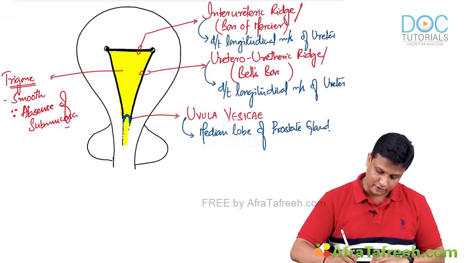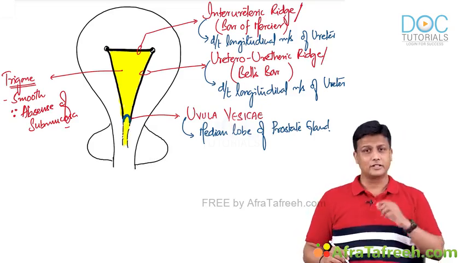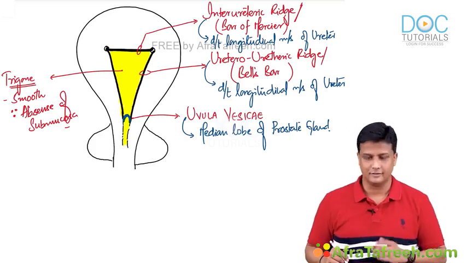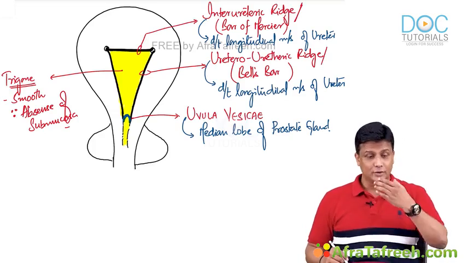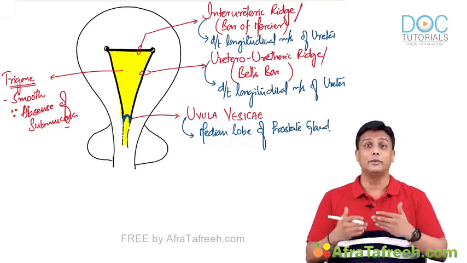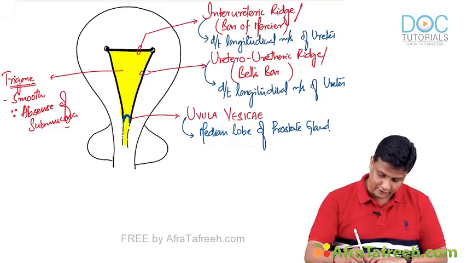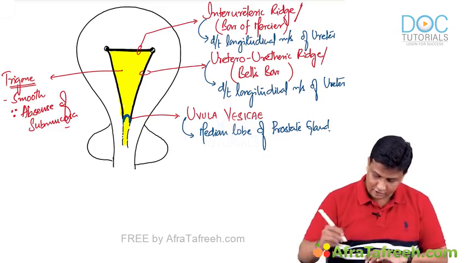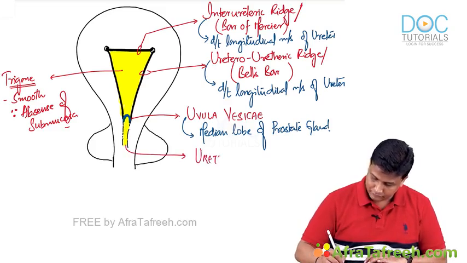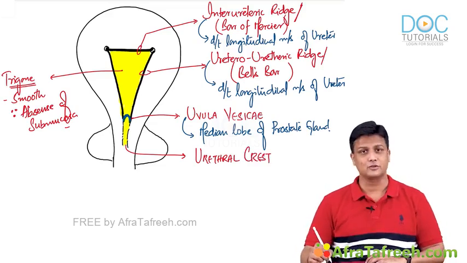The muscles of the trigone will not stop there. The muscles of trigone will also continue down into the urethra. Of course, which urethra? Prostatic urethra. So, in the wall of the prostatic urethra, the muscles of trigone are going to form an elevation. And that elevation is actually referred to as the urethral crest. Urethral crest.